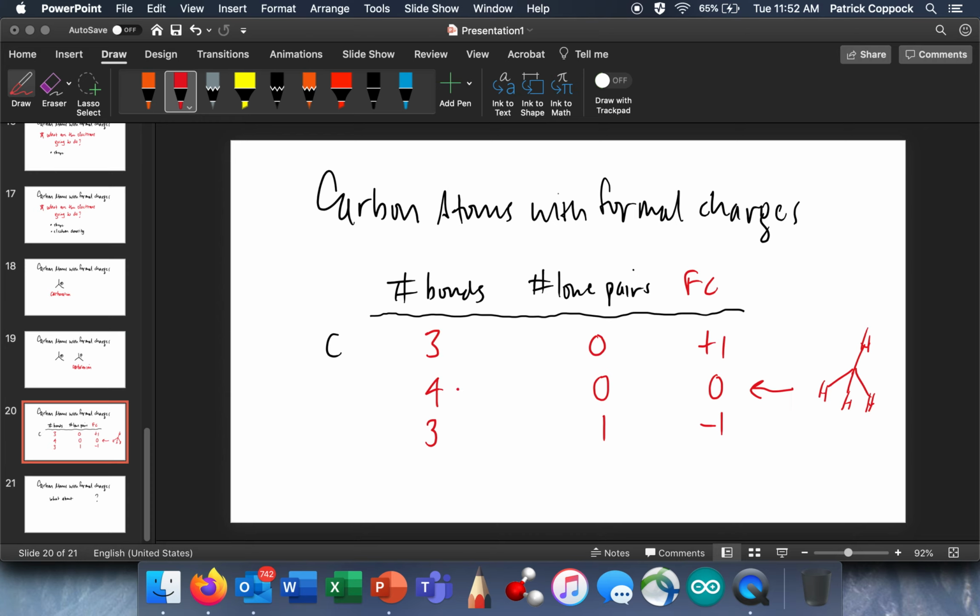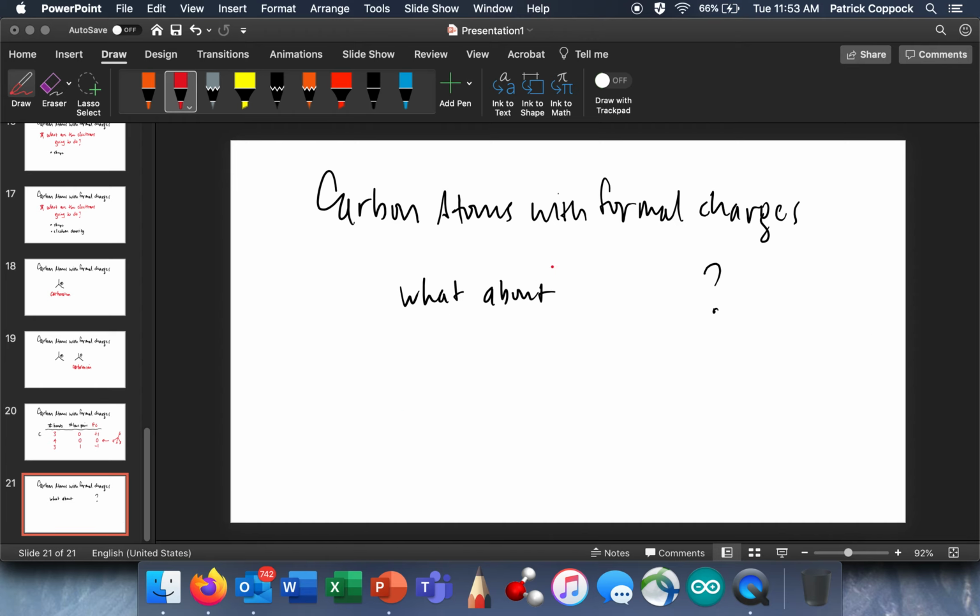Okay? So let's go back here now. If you have a carbon that has 3 bonds and 0 lone pairs, it has a +1 charge. You prove it to yourself. Do the formal charge calculation. 3 bonds and 1 lone pair, it's a -1 charge. And I think the next thing I'd encourage you to do is ask yourself, what about oxygen? How many bonds does oxygen like to have? What happens if I have an oxygen with 2 bonds and 2 lone pairs? What's the formal charge going to be on that? It looks like water, doesn't it?